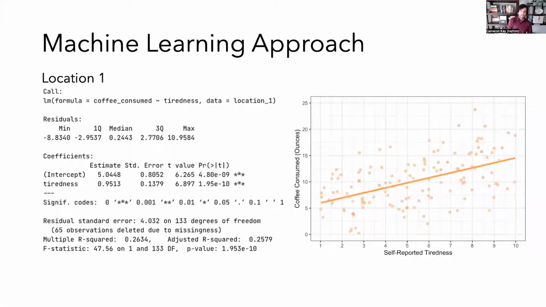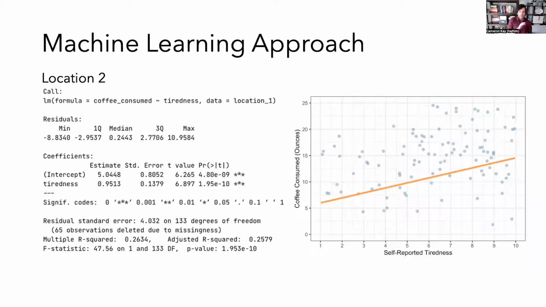The difference is that we then take that model that we developed using location 1, we call it training the model. We trained it on the data from location 1. And we apply it to location 2. So here's the location 2 data. And we're saying, okay, can we use this original model, this location 1 model, to predict how much coffee a person will buy at location 2? So here is our best fitting line from location 1, predicting how much coffee a person will buy at location 2.